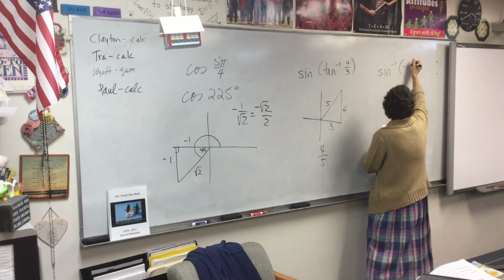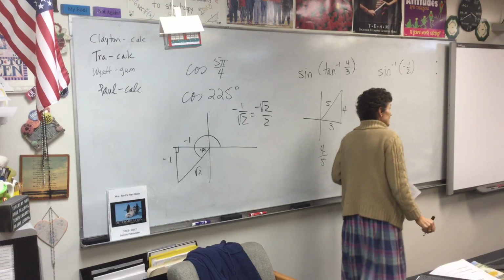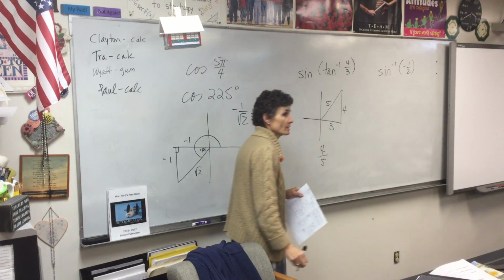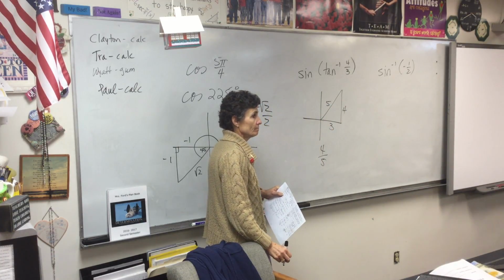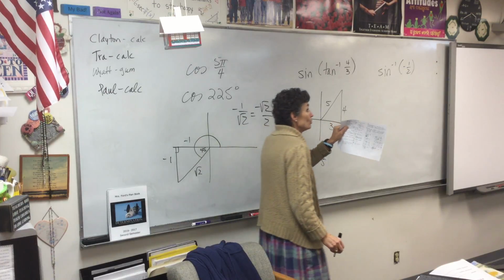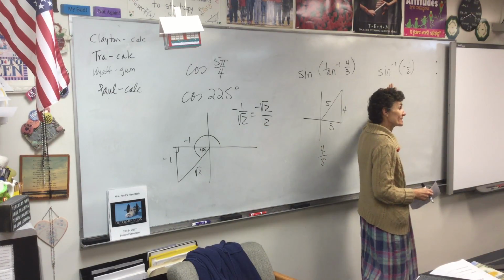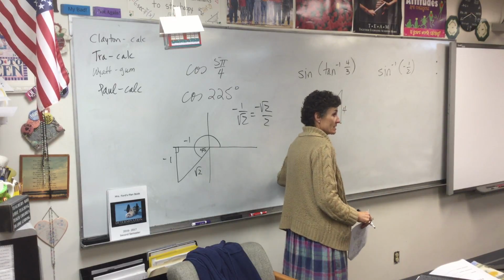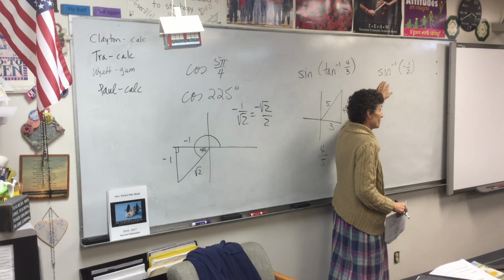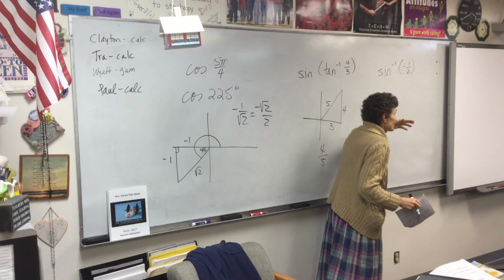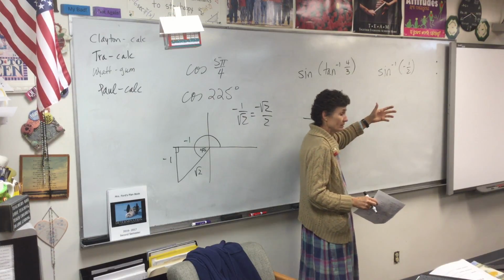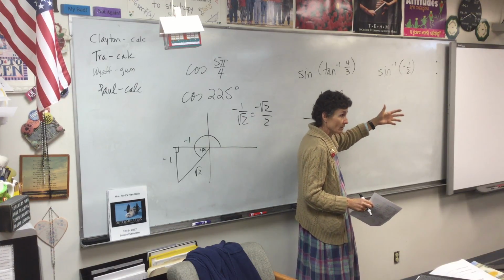Now, what's going on in the next one? What is this one asking me for? The sine of the angle whose sine is negative 1/2. So the answer to this question is not going to be 4/5. The answer to this question is going to be like 45 degrees or something like that. It's an angle. I'm looking for an angle.